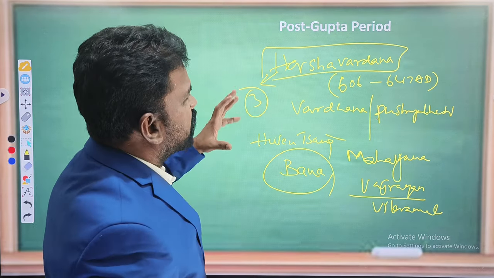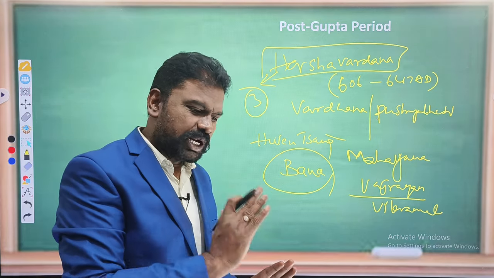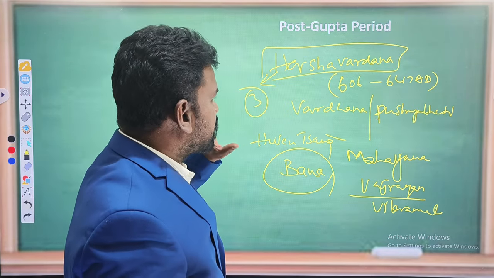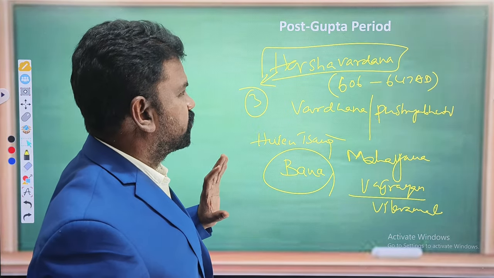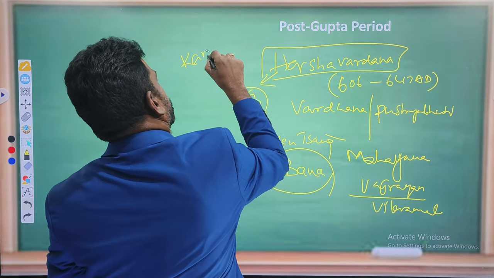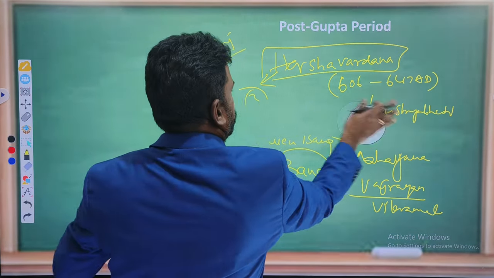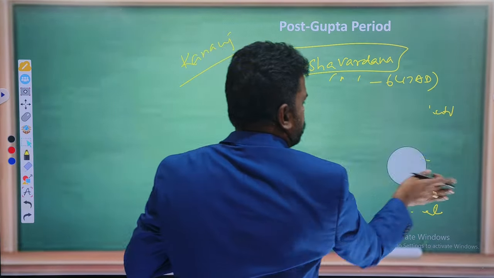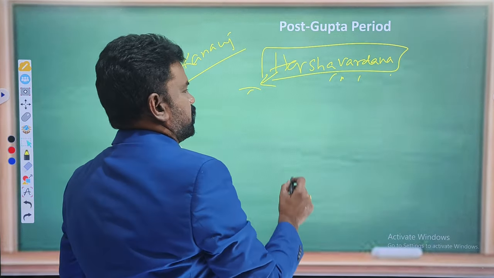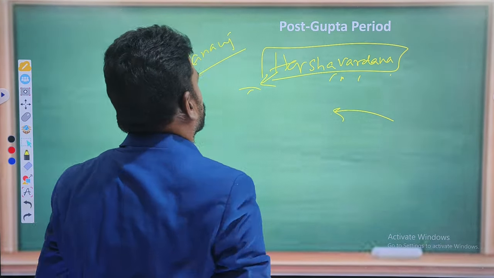Harshavardhana was the last great Hindu emperor. Harsha followed the administrative system of the Guptas. He died in 647. He ruled from Kannauj and developed Kannauj. Kannauj is situated in Uttar Pradesh. He shifted the capital from Magadha to Kannauj.